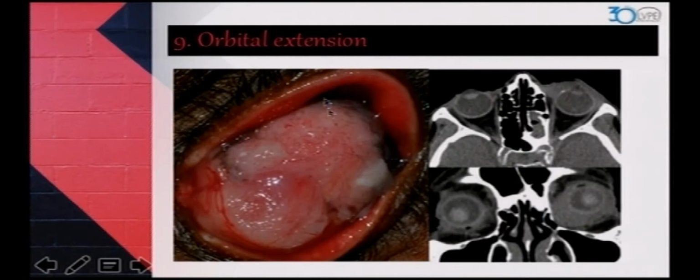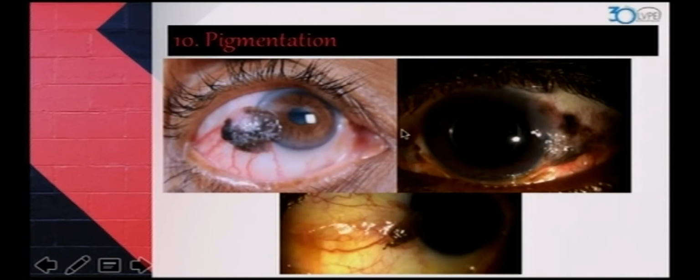Next is the orbital extension. If any border of the lesion is not visible to you clinically, you need to go ahead and do a CT scan in order to rule out an orbital extension of the lesion. As you can see in this case, there is an inferomedial orbital mass here, extending into the insertions of the medial and the lateral rectus. Pigmentation. Pigmentation is again an important finding in ocular surface squamous neoplasia.